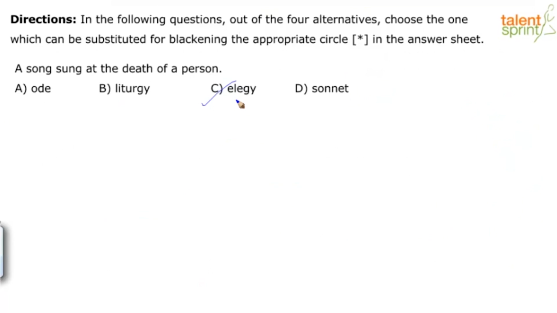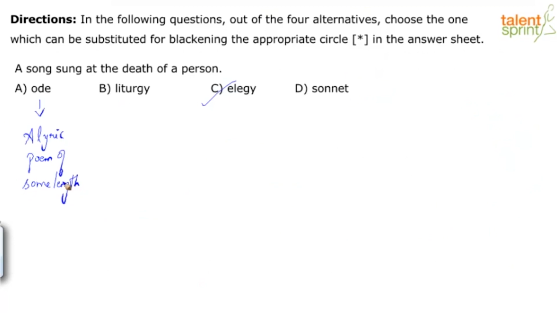A liturgy usually is used for religious worship, public religious worship, right? A sonnet, it's like a 14-line verse. Okay, so obviously the song sung at the death of a person is this. So an ode is a lyric poem, right, of whatever length.